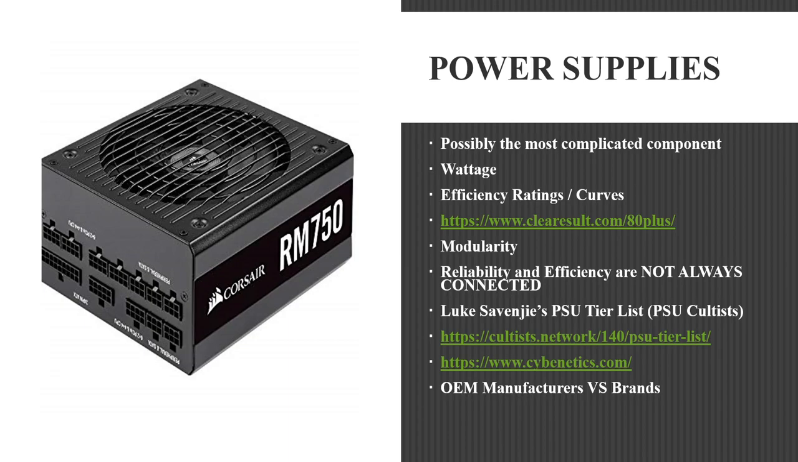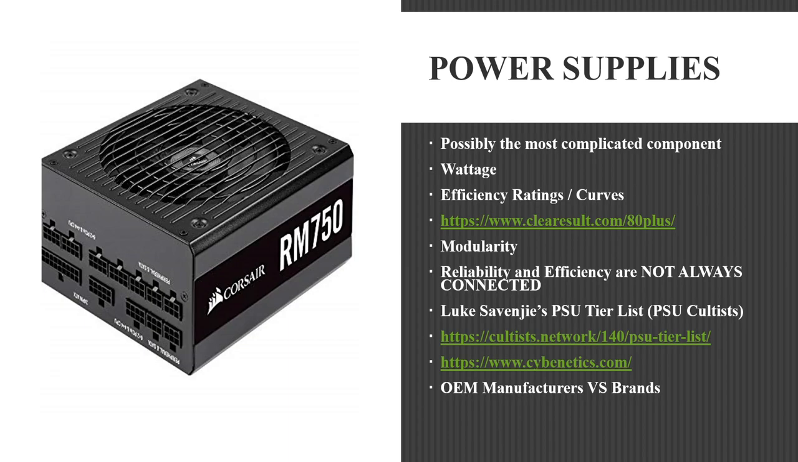First of all, we got the wattage. Now, the wattage is how much power the power supply is capable, not of providing, because the power is being provided by the wall socket, but of converting. You need to make sure that your power supply's wattage is at least as high as the maximum wattage that your PC is going to use. In fact, I recommend getting it a little bit higher because you always want some headroom. Maybe you want to overclock, or maybe you just don't always want to be running your power supply at 100% usage.